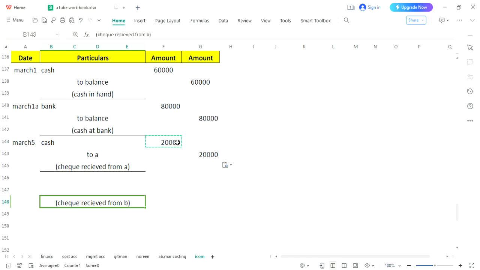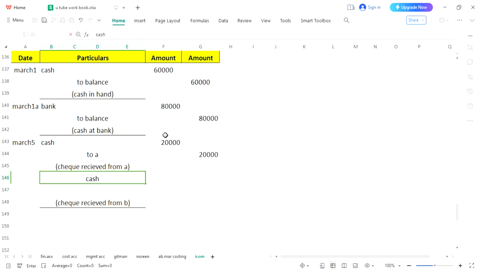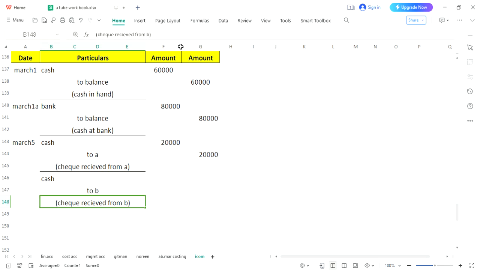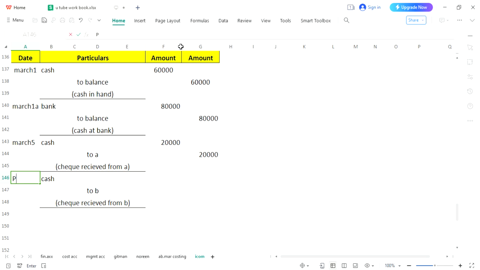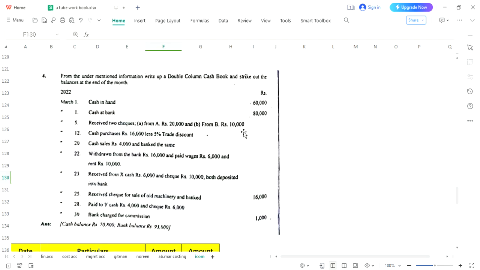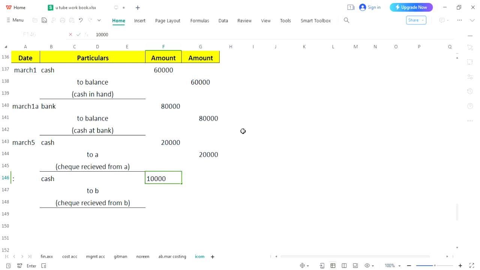In the same way, when you receive your check from B, the logic would be the same. You have received a check from B. For the time being, you are considering it as cash, and from whom you are receiving this check, the person is B, and the date would be the same as usual. Let's see how much the amount of B's check is: 10,000. So just write down 10,000 over here, and the same amount we are supposed to write on the credit side.